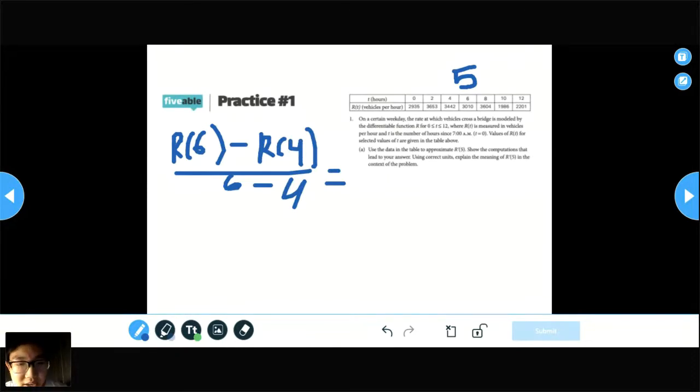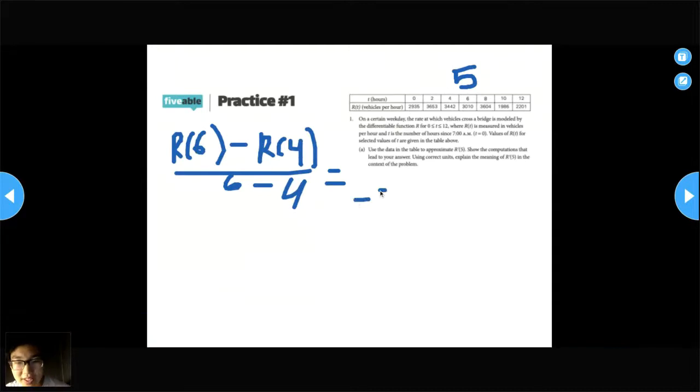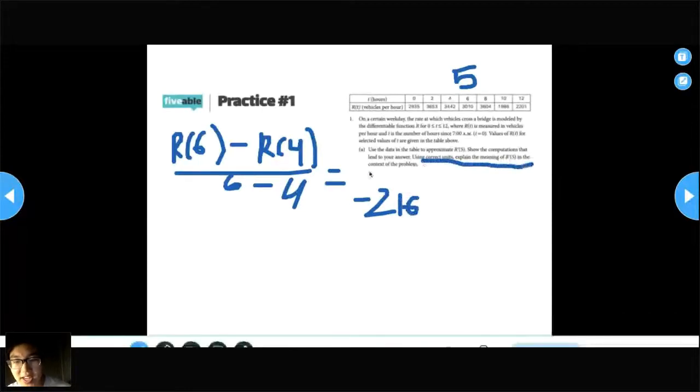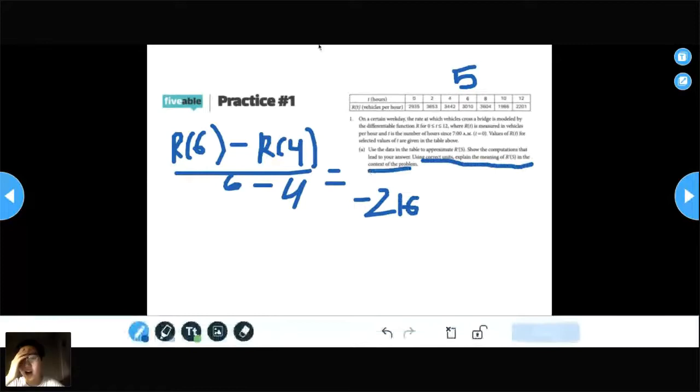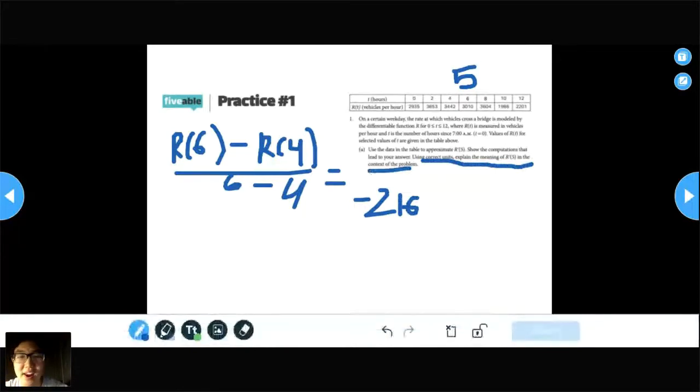Negative 216. Okay, but all of these FRQs make you explain or justify. So here it says, using correct units, explain the meaning of r prime of 5 in the context of the problem. I want y'all to write out what you would interpret, and then I will type out what I would interpret here on your pod. So write an interpretation of negative 216 in the chat, and we'll go over them.